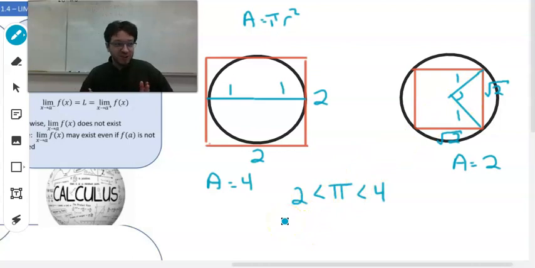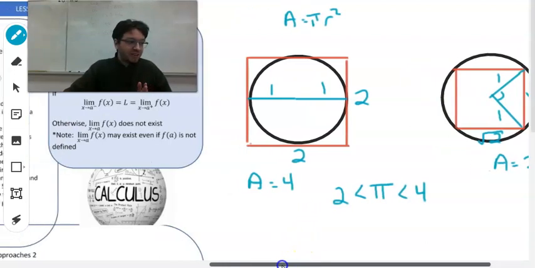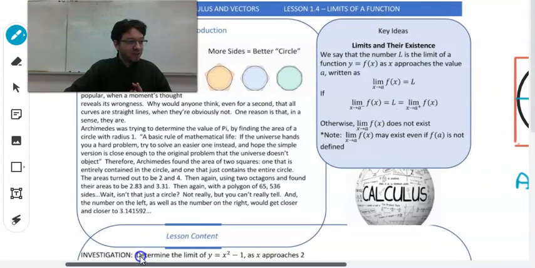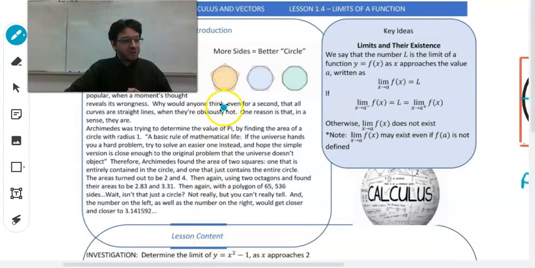So what we've done is created a range. Right? Pi is between 2 and 4. That's not a bad guess. But if we want to do a better guess, instead of doing a circle, we can do, say, a polygon. And if we create polygons with more and more sides, we get closer and closer, coming from the left and coming from the right, to reaching pi. And that's what a limit is. A limit only exists if it approaches the same number from both sides. And we're going to look at lots of examples of that.